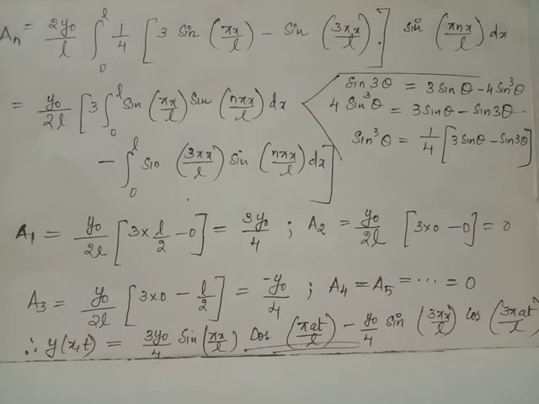No other Fourier coefficients starting from a4 will give you non-zero values. You have a4, a5, a6, etc., all giving 0 as the answer. Therefore, a1 and a3 are the only non-zero Fourier coefficients. Hence, the general solution can be written as y of x,t equals 3 y naught by 4 multiplied by sin pi x by L cos pi ct by L minus y naught by 4 sin 3 pi x by L cos 3 pi ct by L. And this is the desired solution, which is the displacement function.